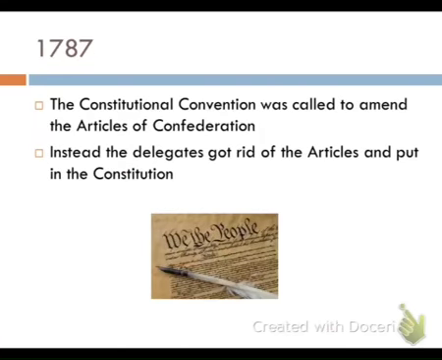The next date we have is 1787. This is the date that the Constitutional Convention was called to amend the Articles of Confederation. Remember, the Articles of Confederation was a document that first unified the country but had no real power. Instead, the delegates got together and they got rid of the Articles and put into play the Constitution. There was a lot of fighting as to how we would set up parts of our government, but James Madison was able to establish the Constitution as he is the father of it.